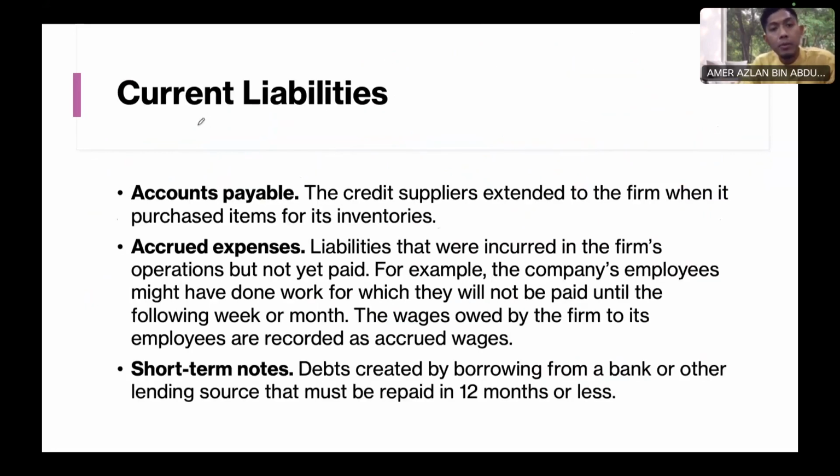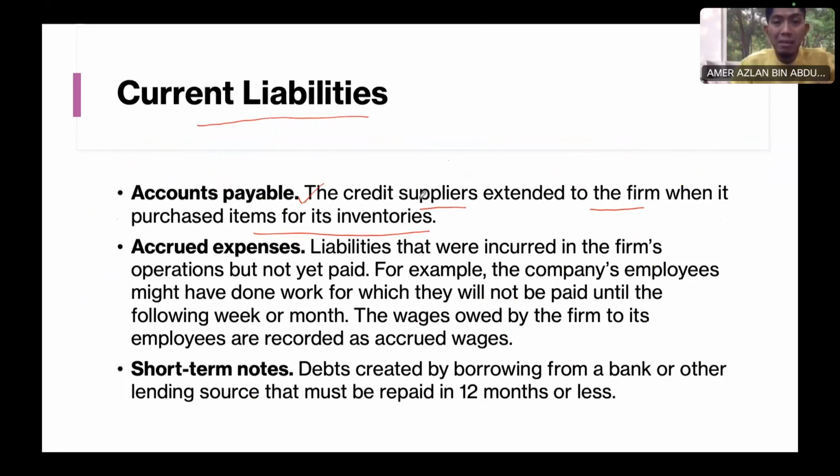Now let's go with current liabilities, the items in current liabilities. The first item in current liabilities is accounts payable. What is accounts payable? This is where the credit suppliers extended to the firm when it purchased items for its inventories, right? This is where the company bought the items from the supplier on credit.